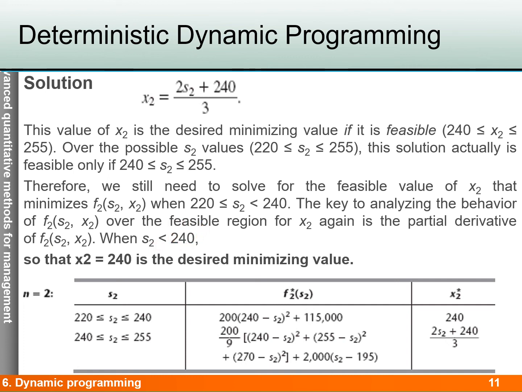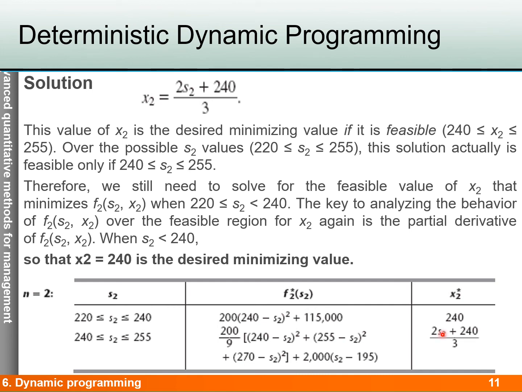As I told you, this 240 is the only amount that is valid for the whole interval between 220 and 250. So the solutions in this stage are two. When S2 is between 220 and 240, as we discussed before, x2 star is equal to 200, and for the interval between 240 and 255, this one is valid.